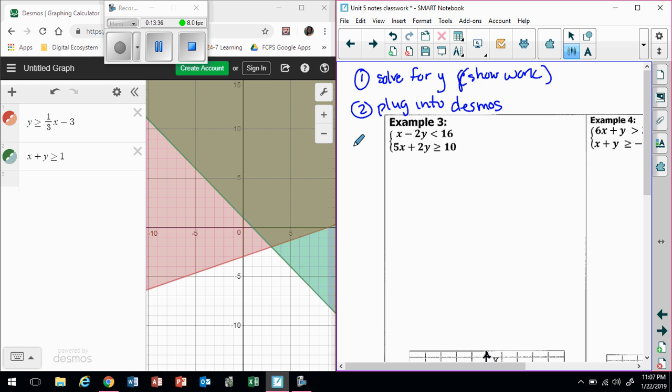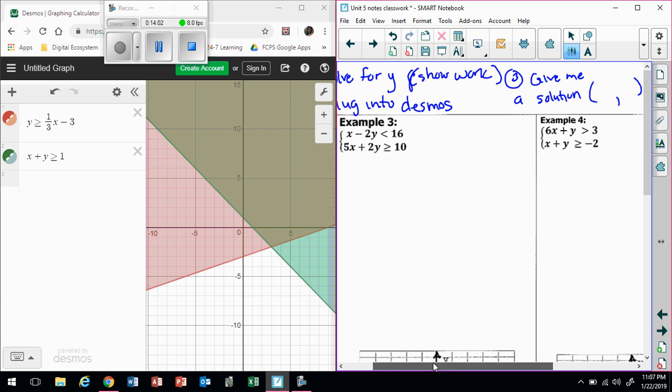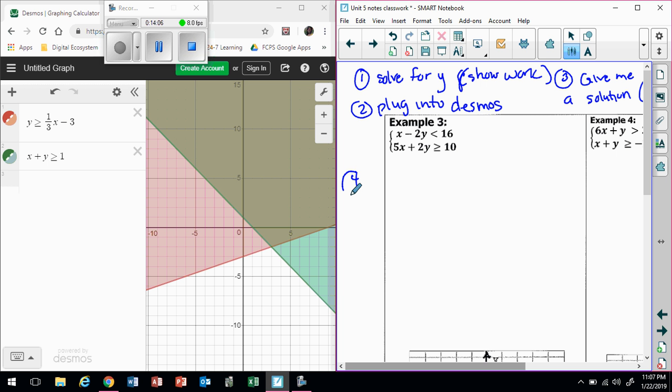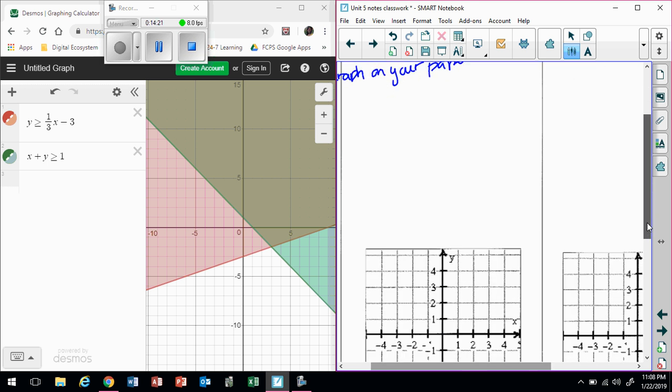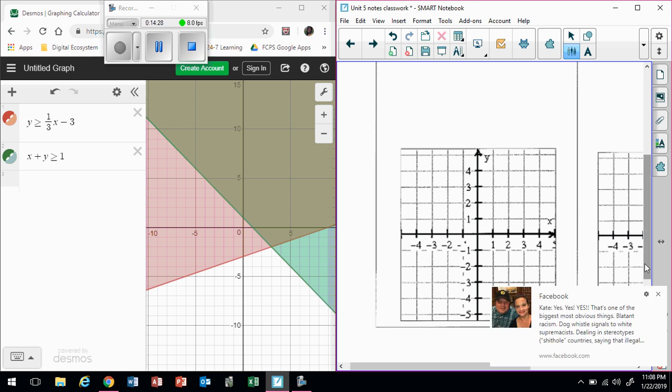After you plug it into Desmos, I'll put 3 up here. Give me a solution. So your solution is going to be what? An ordered pair. It needs to be an ordered pair in an area where it's in the shaded area for both equations. Okay. And then I'm going to put 4 down here. Graph on your paper. So I want you to graph it on your paper. Right here, graph it on your paper.